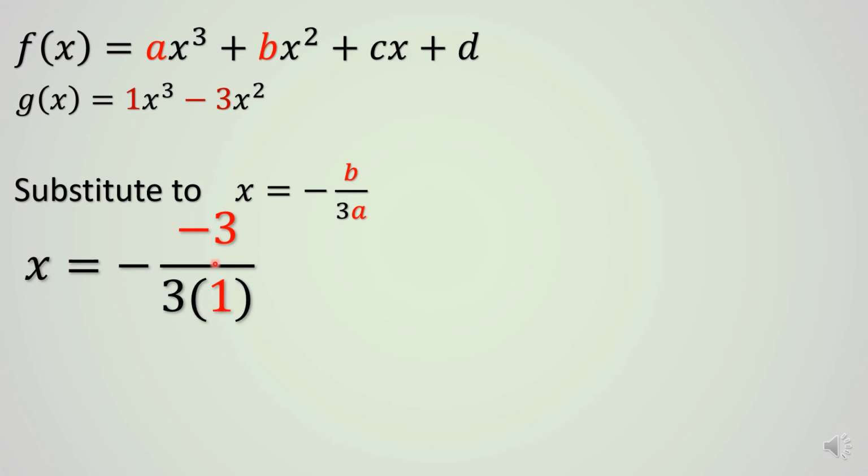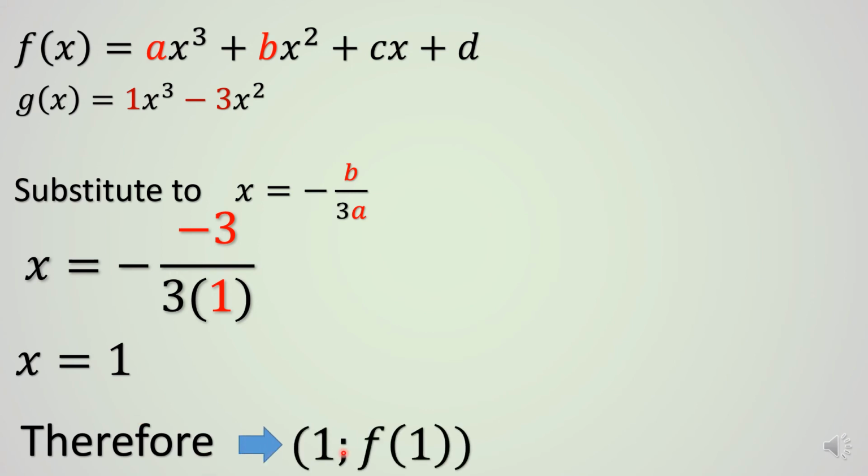So by simplification, this negative and this negative give you a positive, and 3 divided by 3 is just going to give you 1. So the x value is just equal to 1. This is the x coordinate of the point of inflection. Therefore, you can write your coordinates in the form (1, f(1)). Then you are done.